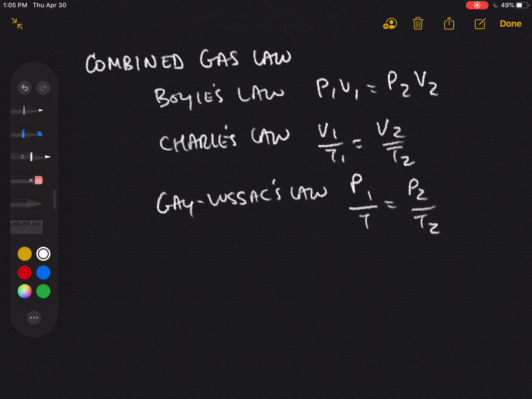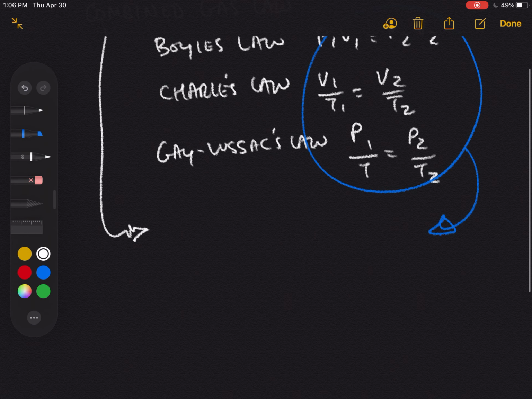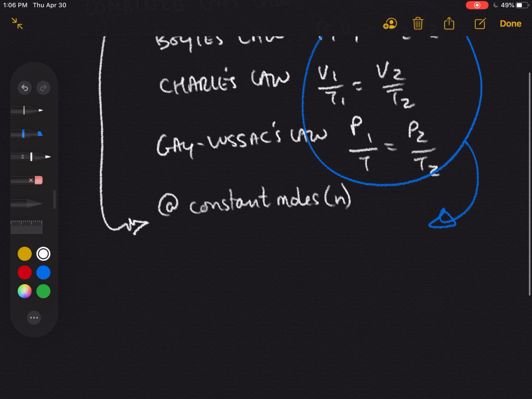Now it takes these three and puts them all together so that we can look at changes in pressure, volume, and temperature all at once, given that we have a constant amount of gas particles. So our moles of gas particles are going to be the same. So here it's all combined. We're going to smush all these together and we're going to get the combined gas law, which is, just as a reminder, at constant moles of a gas. So that's n. And we write it as P1 V1 over T1 is equal to P2 V2 over T2.